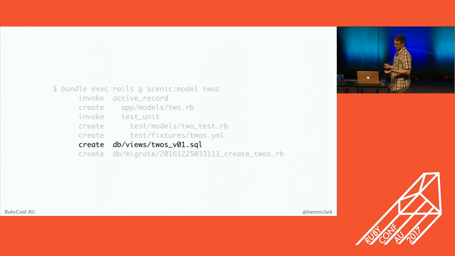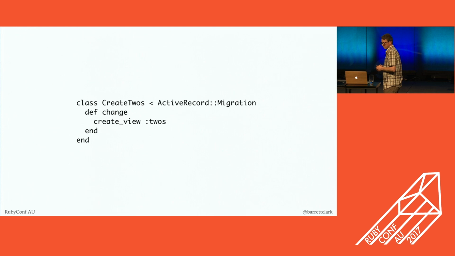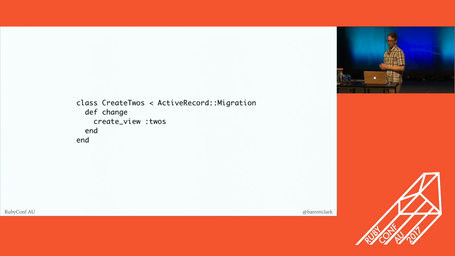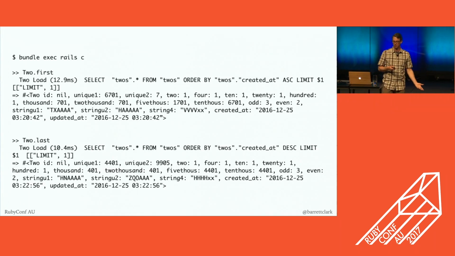If we needed to change this query for whatever reason, we would just have a _v02, and run rake db:migrate, and the SCENIC gem would say, oh, hey, I have a new version, so I need to replace that view. SCENIC gives us this create_view helper in our migration. So we've got the SQL in the db/views file, we run the migration, and boom, we have data.